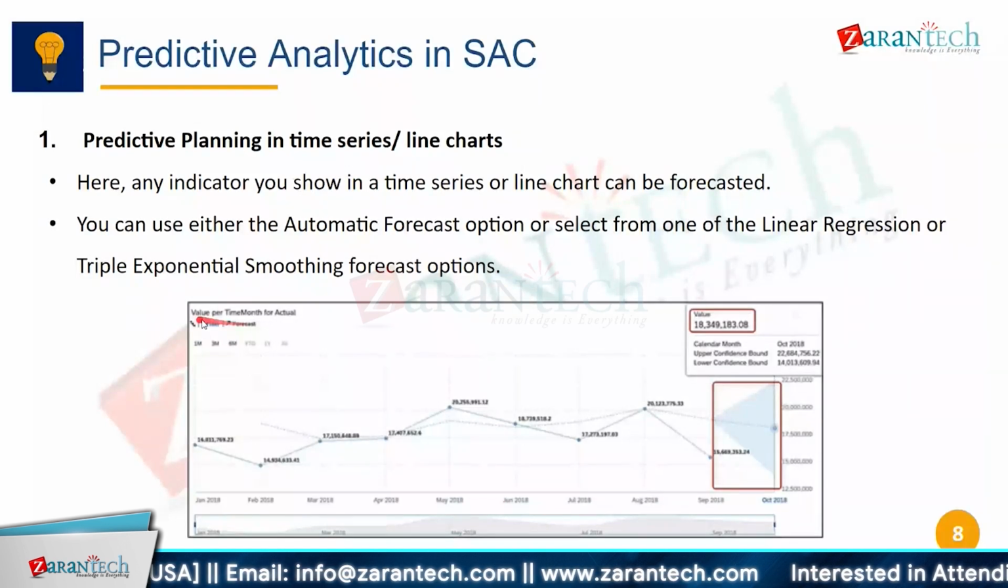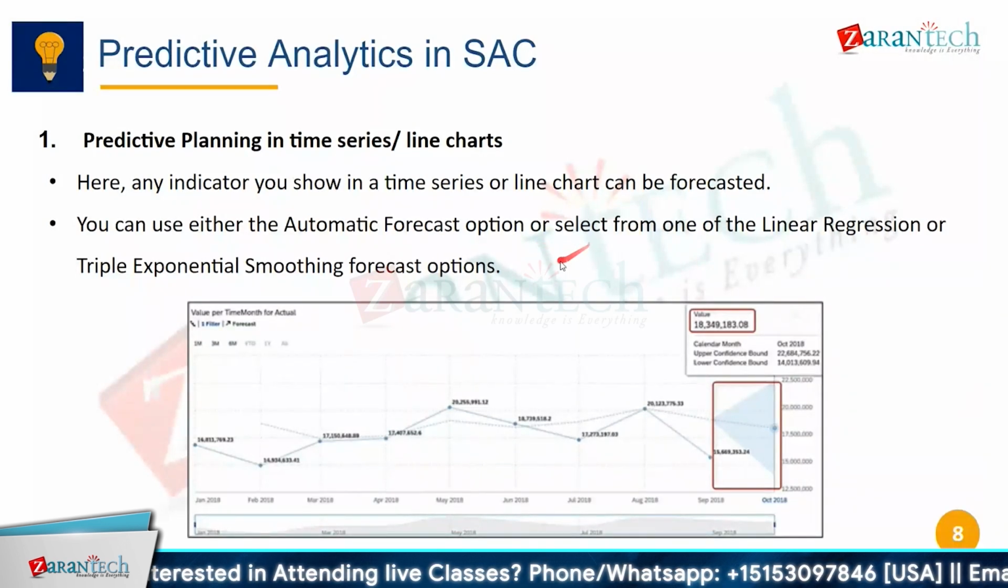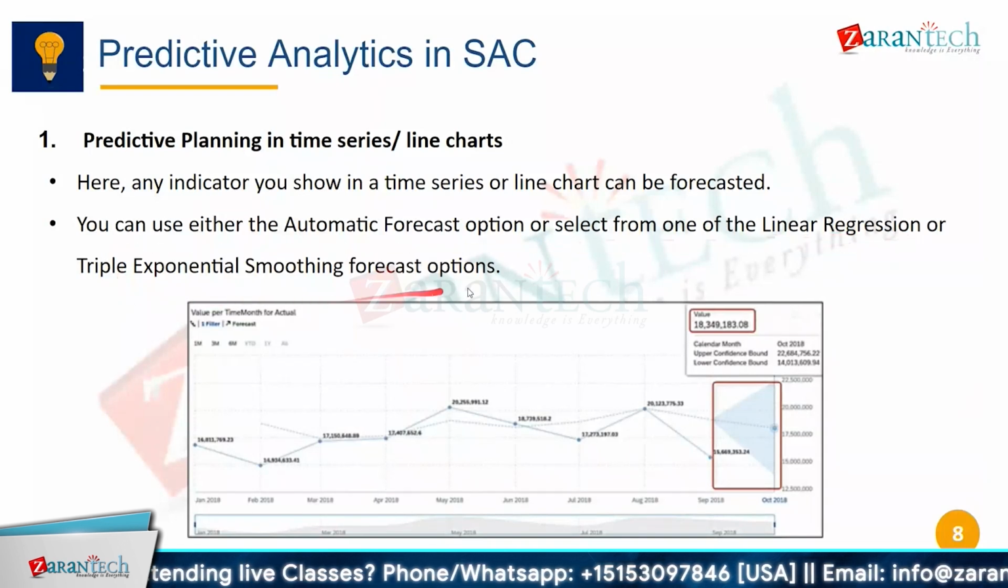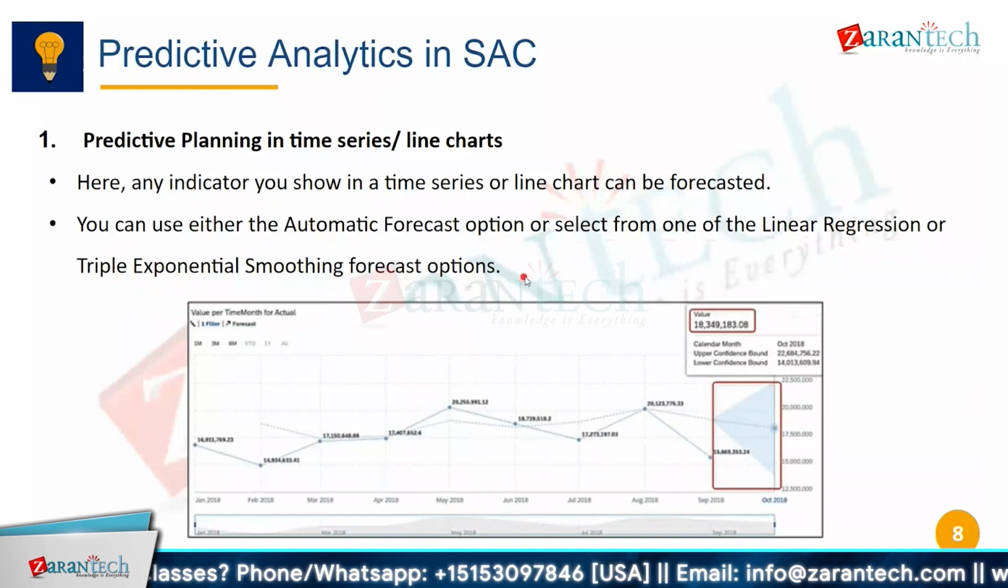In such scenarios, these time series forecasts will be helpful. Any indicator you show in a time series can be forecasted. You can either use the automatic forecast option, where the system will generate the forecast on its own, or select linear regression or triple exponential smoothing forecast algorithms. I don't know how familiar you are with algorithms.